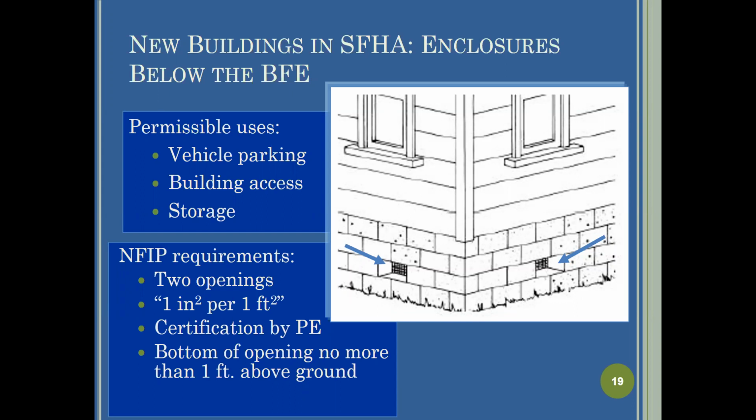The other thing to emphasize on these openings is that it is the net area. So if you've got a 16-inch by 8-inch opening, but you've got louvers on it, you no longer have 144 square inches of opening. You have to decrease it by the louvers or the screen or whatever.